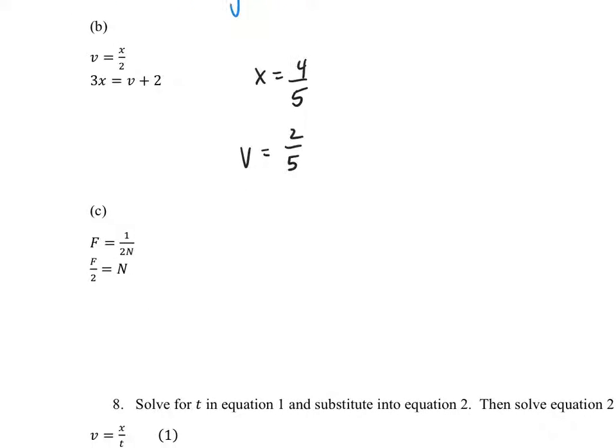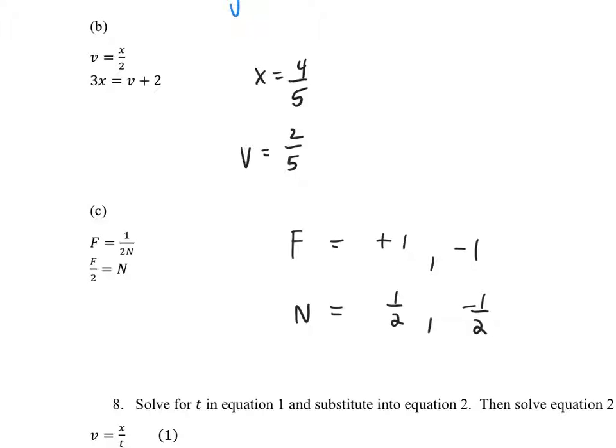Okay, part C. Part C was a little bit trickier, and you're going to see why that is. You have multiple answers for part C, actually. F is going to be plus or minus 1. F turns out to be positive 1 or negative 1, and N turns out to be positive 1/2 or negative 1/2. So when F is equal to 1, N is equal to positive 1/2. When F is equal to negative 1, N is equal to negative 1/2.